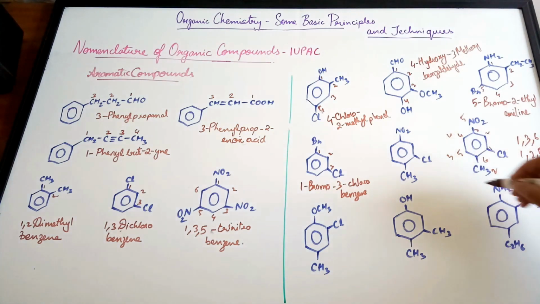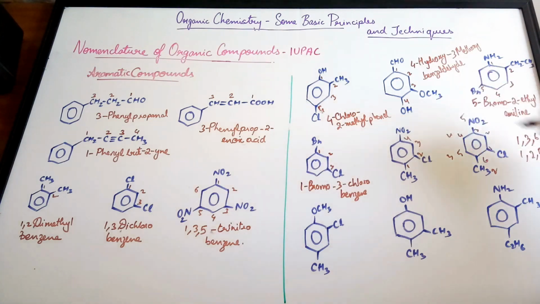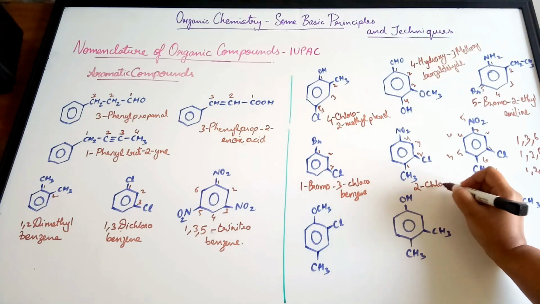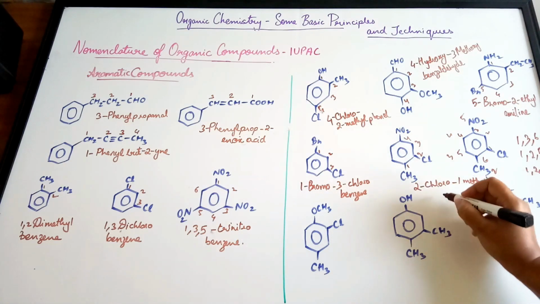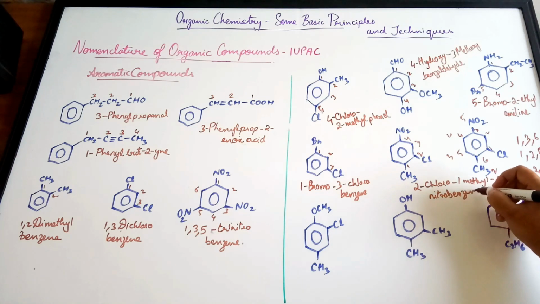And if, for example, we take the methyl group instead and number this, it becomes 1, 2, and 4. Obviously compared to 1, 2, 5, 1, 2, 4 is better, and that is why we consider this numbering and not this one. So the name of the compound would be 2-chloro-1-methyl-4-nitrobenzene.